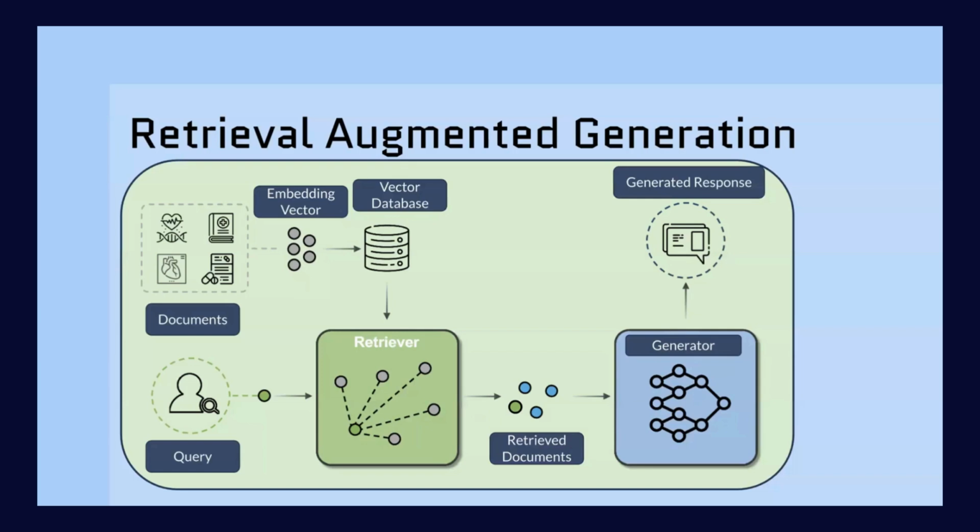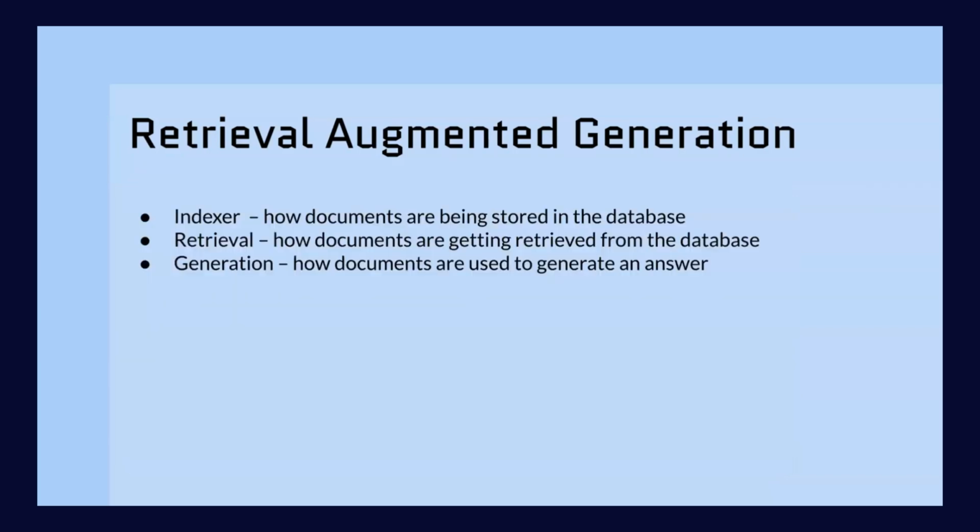Okay, so here are the basic components of RAG. You have your indexer, which is how you're going to store these documents in the database. You have your retriever, how you're going to get those documents out of the database and how you're going to filter them. And then generation: how are you going to tell the language model to use these documents that you filtered to answer the user's question?